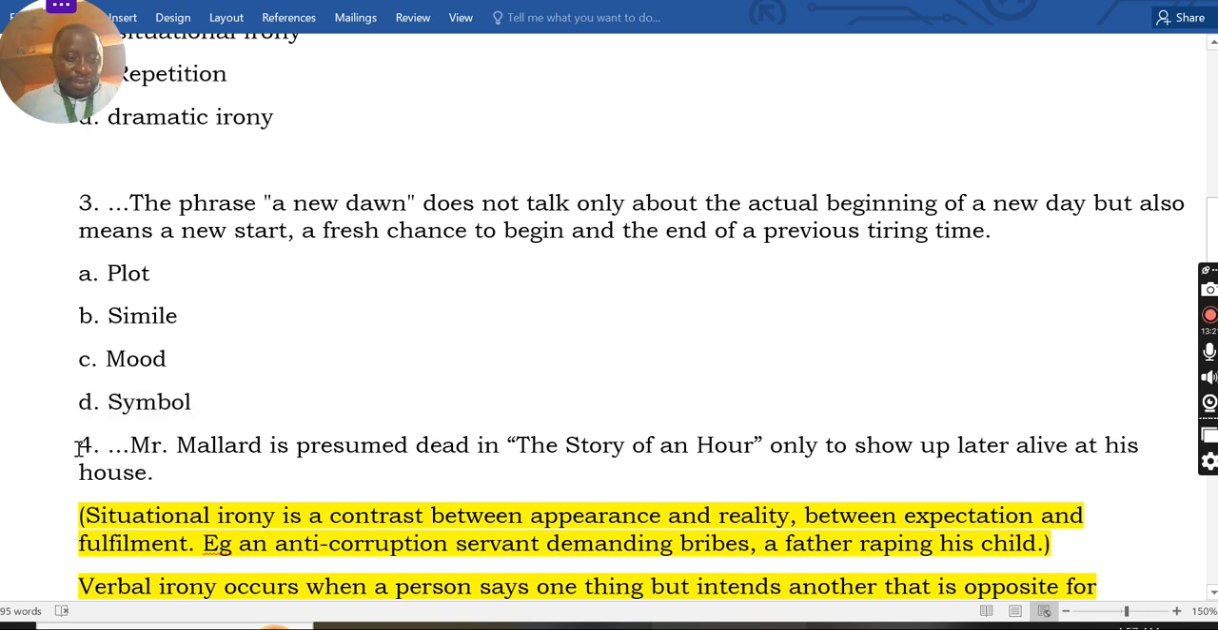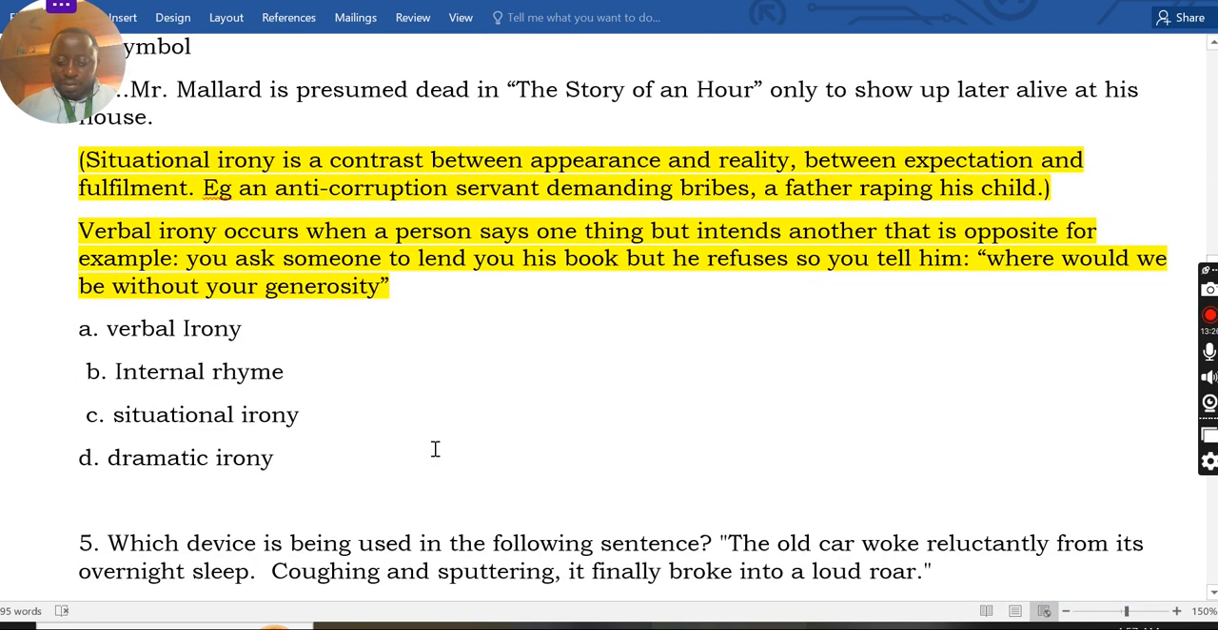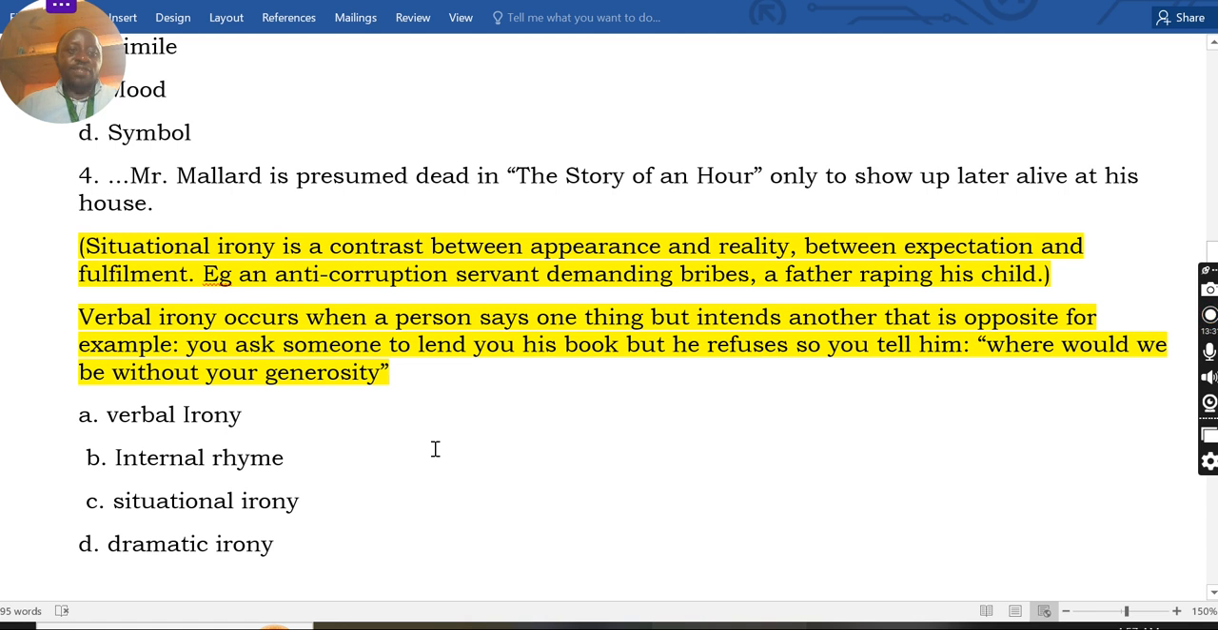Number 4 says, dear student, yes, wait a bit. Number 4 says that Mr. Mallard is presumed dead in the story of an hour, only to show up later alive at his house. So in fact, Mr. Mallard is presumed dead, but soon after, they saw him alive at his house.